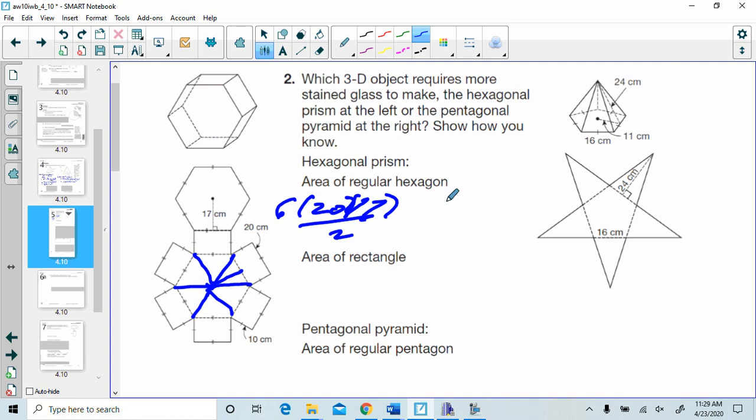Over 2 because they're triangular. But don't forget that we have a front and a back. So we're going to multiply this by 2. So something nice happens. We can just divide the 2's up. Okay, so that'll give us our surface area for the regular hexagonal portions. So let's just go and do that.